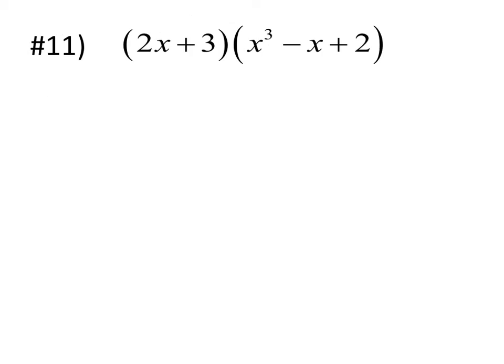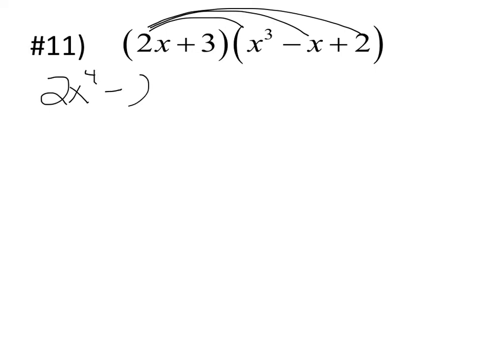Okay, now we have a binomial times a trinomial. So we're going to multiply this 2x times 3 pieces in this trinomial. 2x times x cubed is just 2x to the 4th. 2x times negative x is just negative 2x squared. 2x times 2 is just positive 4x.